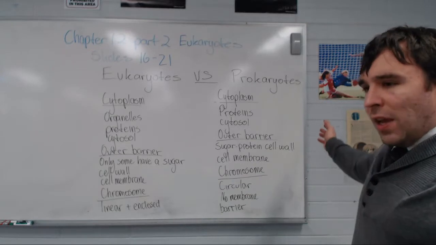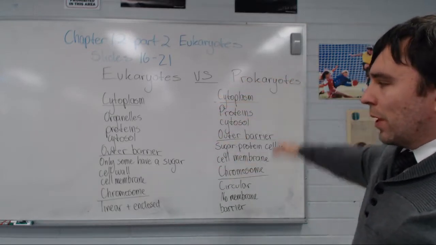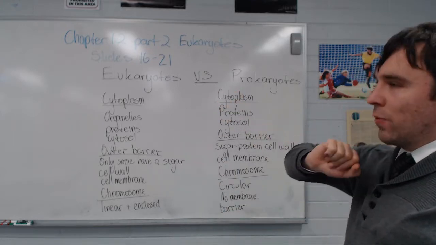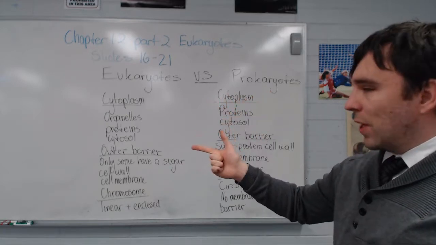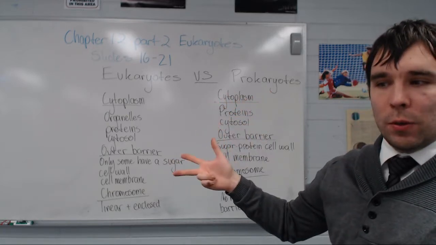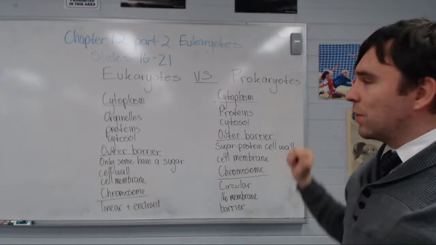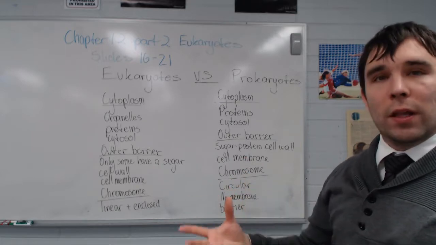So here we've got our eukaryotes versus prokaryotes, and it's just a summary of what they do and don't have each. So in the cytoplasm of eukaryotes we find organelles, we find proteins, and we find our cytosol, our liquid component. Over with the prokaryotes, however, we only have proteins and cytosol. Those proteins are predominantly enzymes, so they're doing things of the cell.